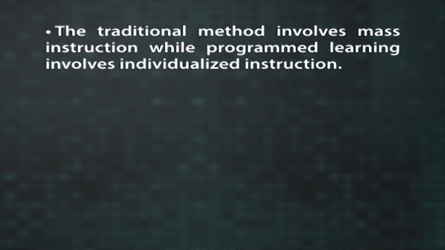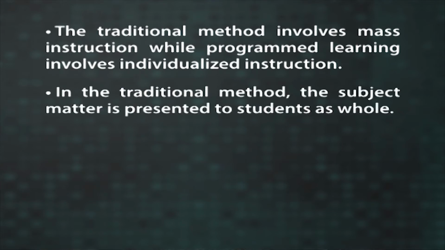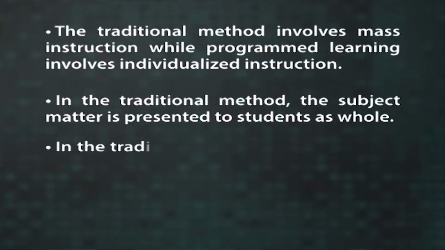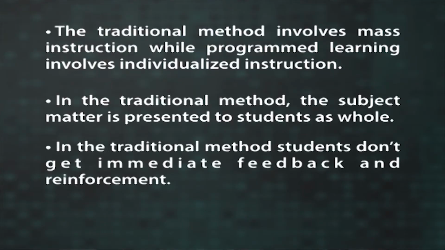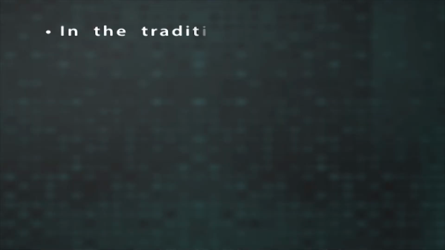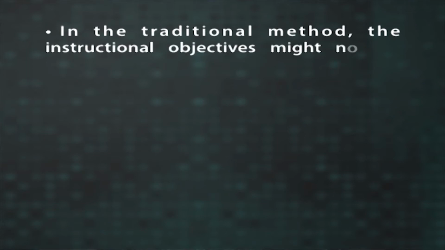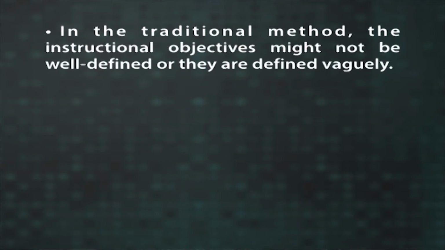The traditional method involves mass instruction, while programmed learning involves individualized instruction. In the traditional method, the subject matter is presented to students as whole, but programmed learning presents the subject matter in small frames and step by step. In the traditional method, students do not get immediate feedback and reinforcement, but programmed learning offers immediate feedback and reinforcement to students. In the traditional method, the instructional objectives might not be well defined or they are defined vaguely. Programmed learning, on the other hand, states the objectives clearly in operational and behavioral terms.